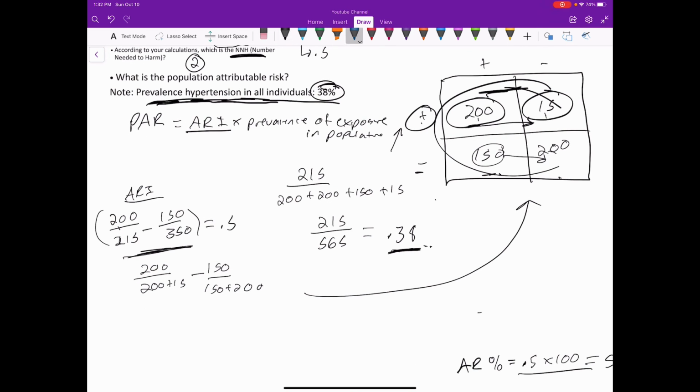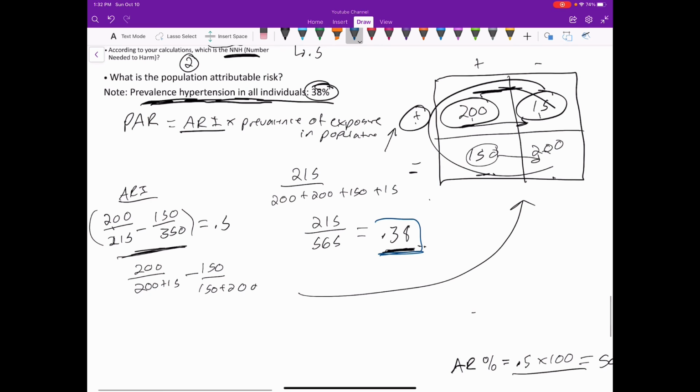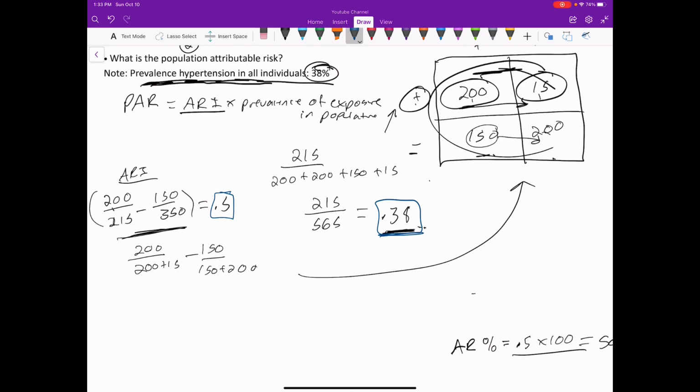So now, let me change the color. We have 0.38, our first one, and our second one, 0.5. What is the calculation? PAR is just attributable risk times prevalence. If you know that's your attributable risk and this is your prevalence, it should be fine. So 0.5 times 0.38 is going to be 0.19.